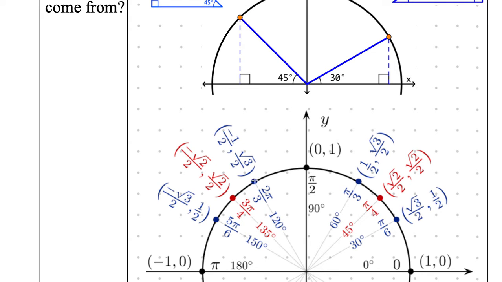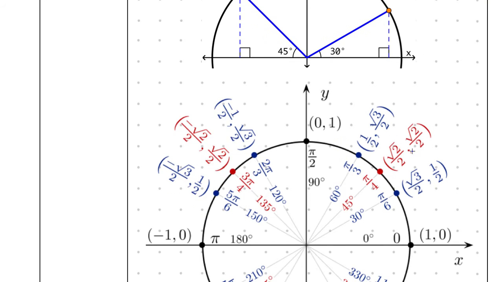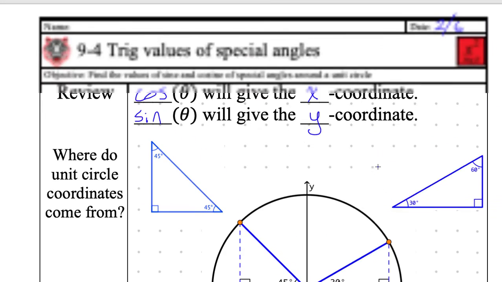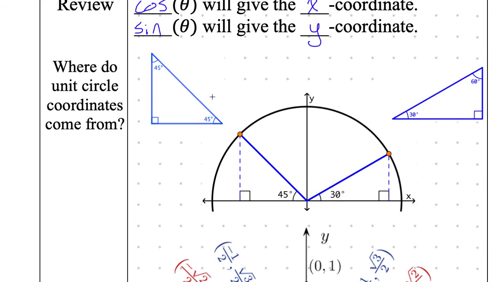So why does this point right here have coordinates negative 1/2 for the x and square root of 3 over 2 for the y? Or why is this x coordinate positive square root of 2, and that one's also positive square root of 2? Where did these come from? And this is the derivation of that.